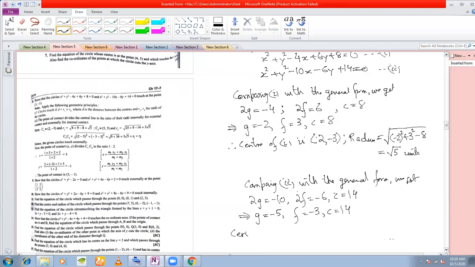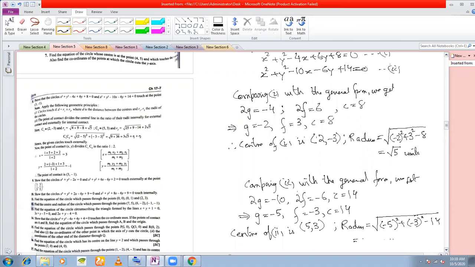Therefore, what is the center of 2? Change the sign of g and f from minus 5 to plus 5, from minus 3 to plus 3. And the radius here is root over of g square plus f square minus c.